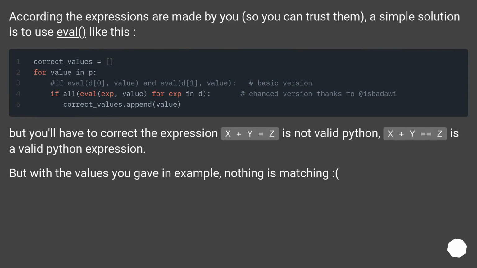Since the expressions are made by you, you can trust them. A simple solution is to use eval like this.